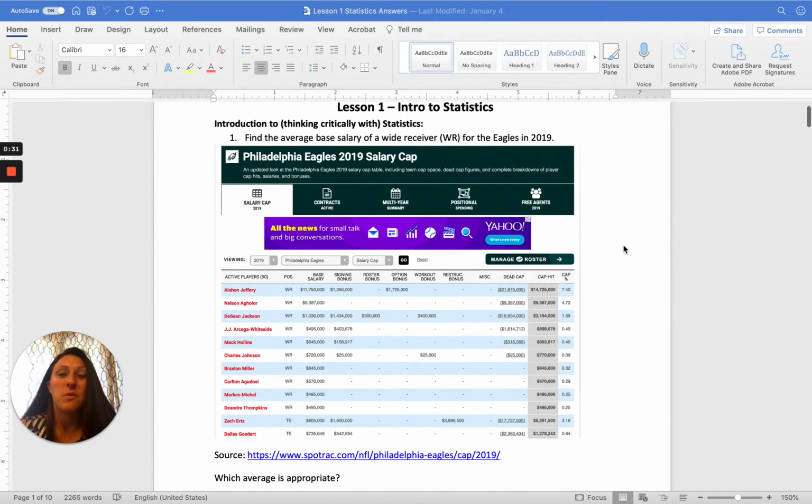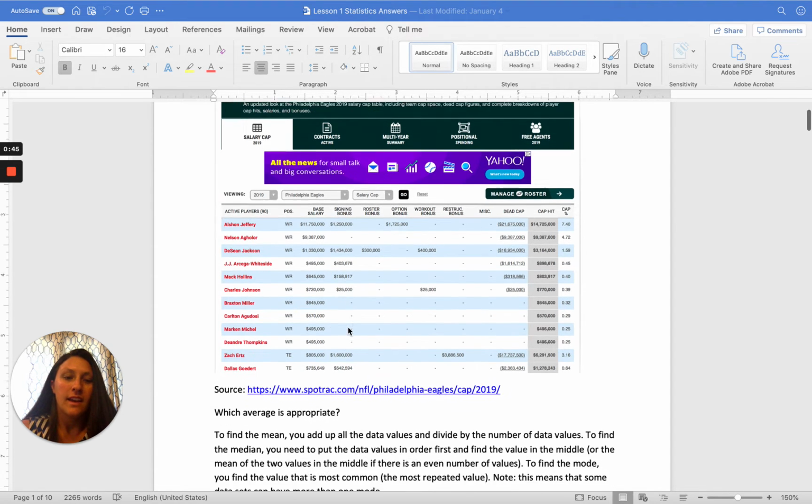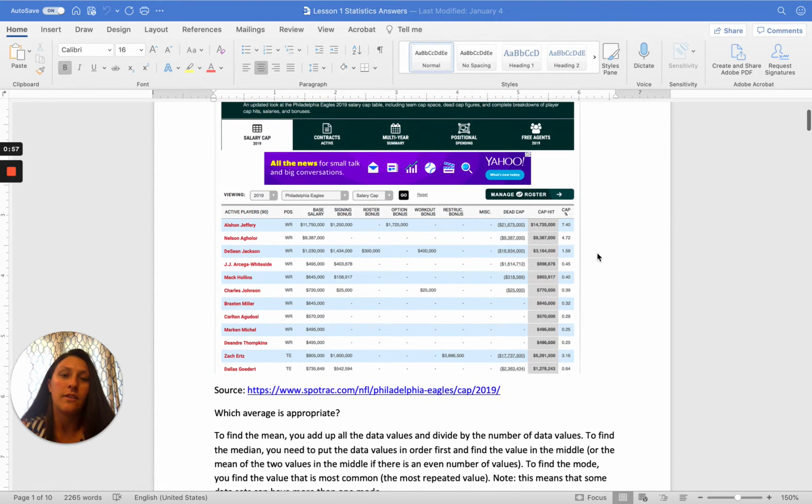I don't really watch football, but I just Googled the average base salary of a wide receiver for the Eagles in 2019, and I took a picture of what I found. So here's the source right there. What I saw here was there's about 10 wide receivers for the Eagles in 2019, and this was their base salary. So what I would like you to do now is find the average base salary of a wide receiver. So pause your video and go ahead and do that now.